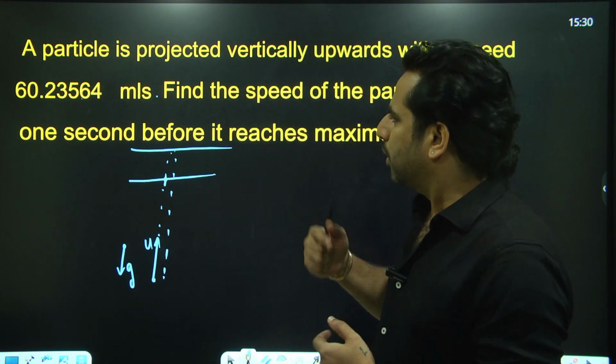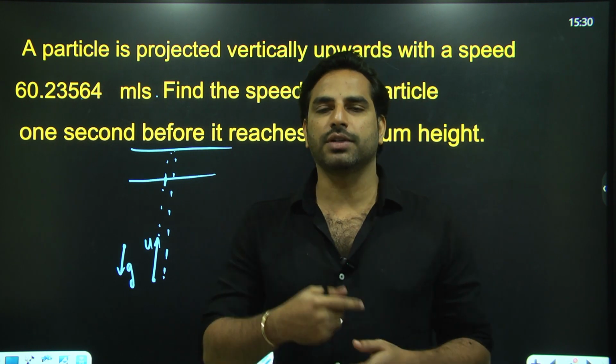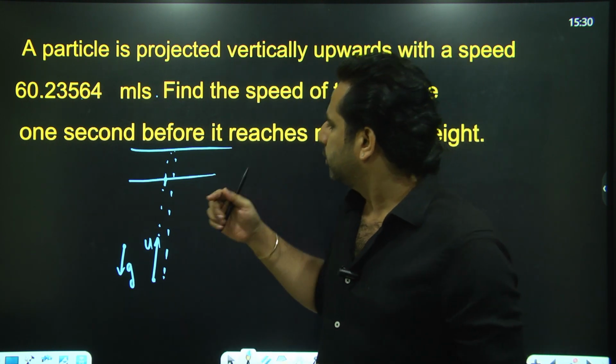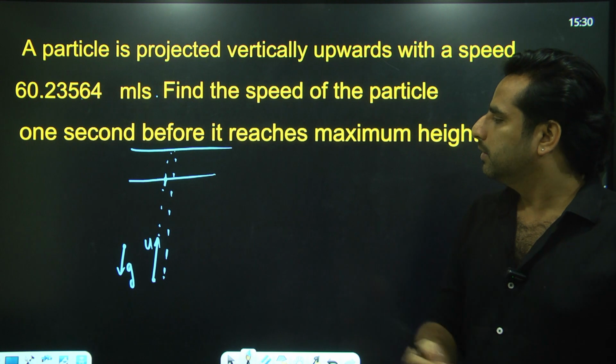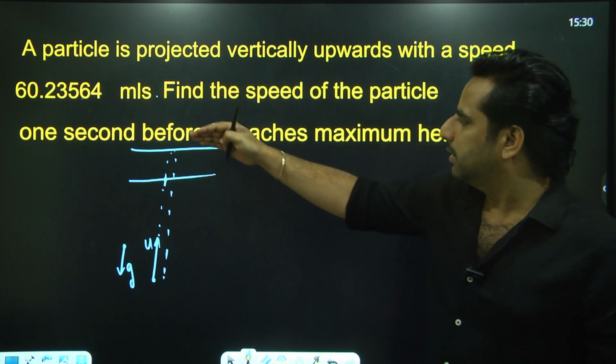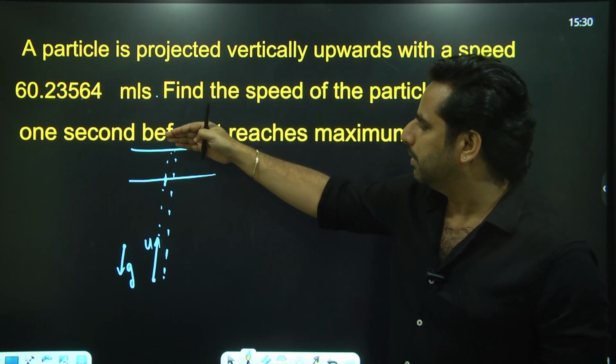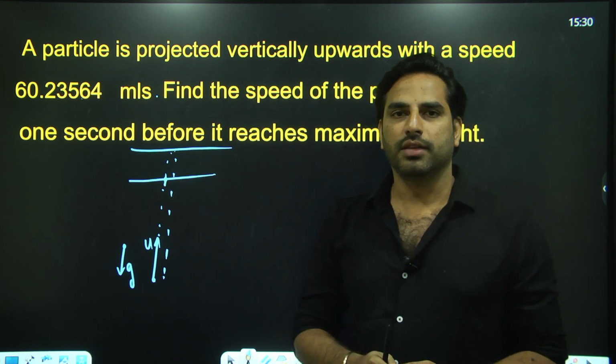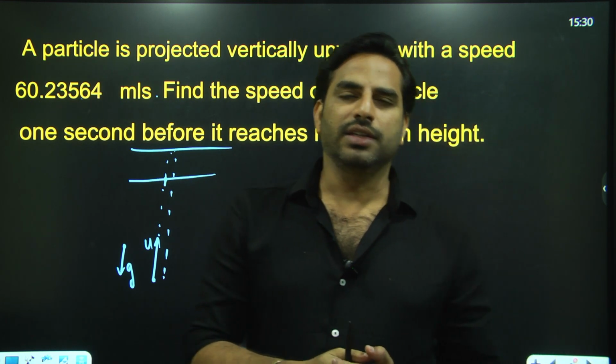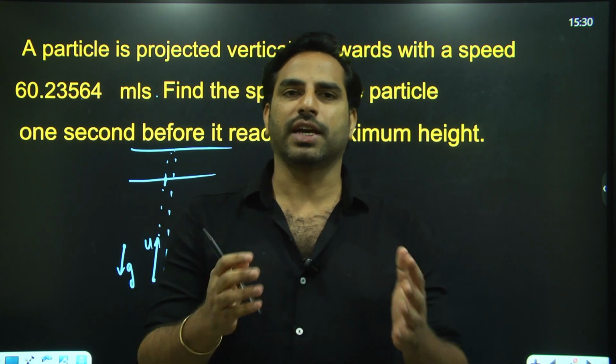Now to solve these, if you start applying equations of motion and solving for the speed, first finding the time taken to reach maximum height, then doing t minus 1 and finding the speed at this point, then you are lost in the loop. This can be solved in less than 30 seconds.